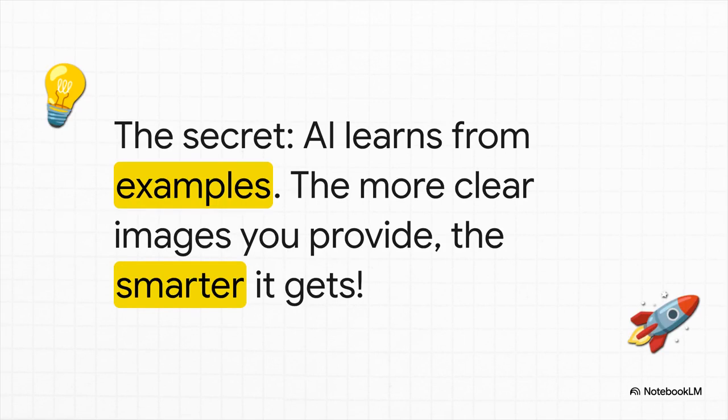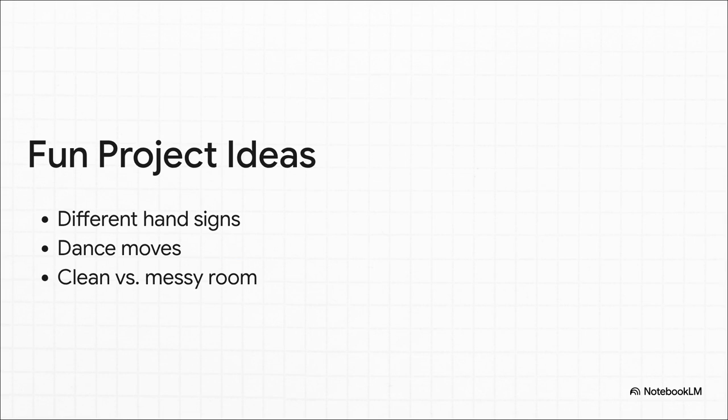And just like that, you now understand the fundamental secret behind so much of modern AI. It's not magic, it's just learning from examples. And you just saw the most important rule in action. The better your examples, the smarter your AI gets. More clear pictures, a smarter model. It's that simple. And hey, this is just the beginning, right?